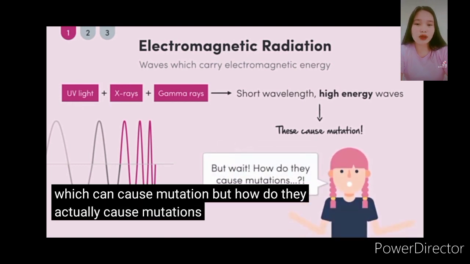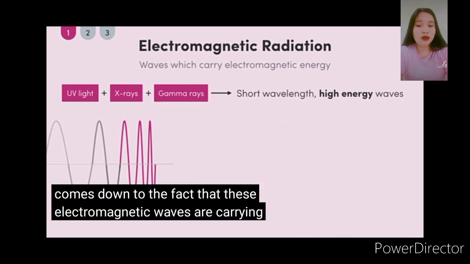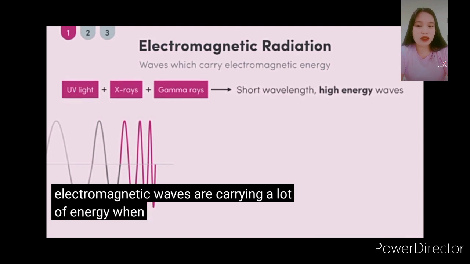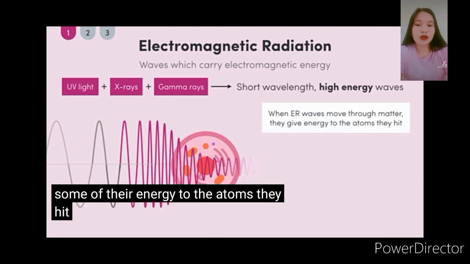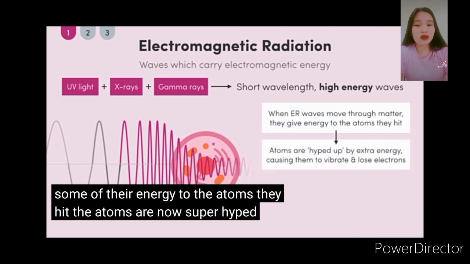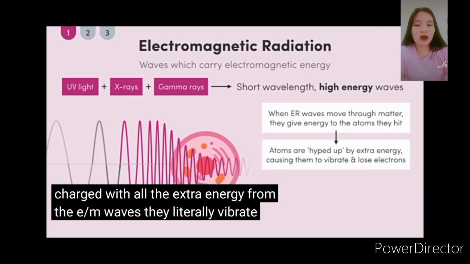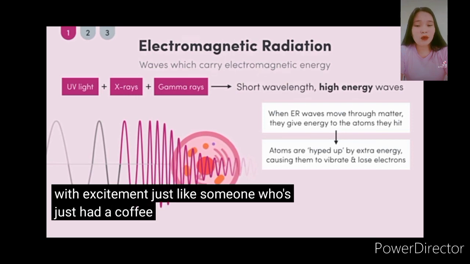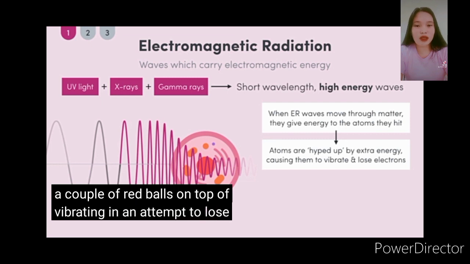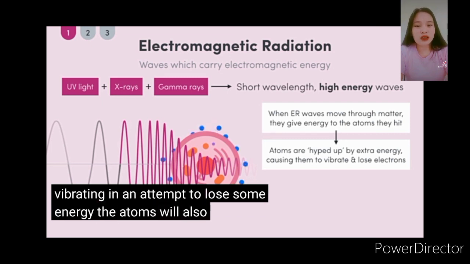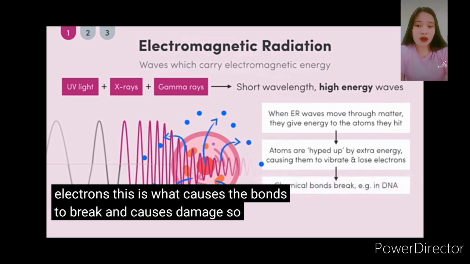But now how do they actually cause mutation? Well, the answer comes down to electromagnetic waves carrying a lot of energy. When they hit matter, like a cell for example, they give up some of their energy, so the atoms are now super hyped up, charged with the extra energy from the waves, and then literally vibrate with excitement, just like someone who's had too much coffee. In a time of loss of some energy, atoms will also lose electrons. This is what causes bonds to break, which causes damage.